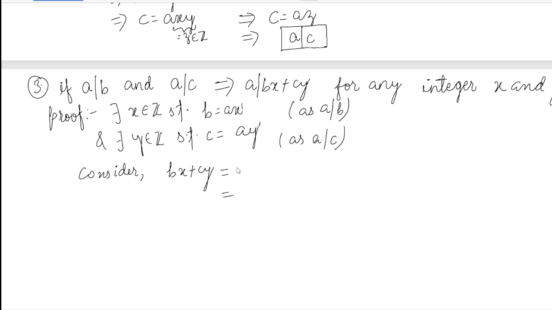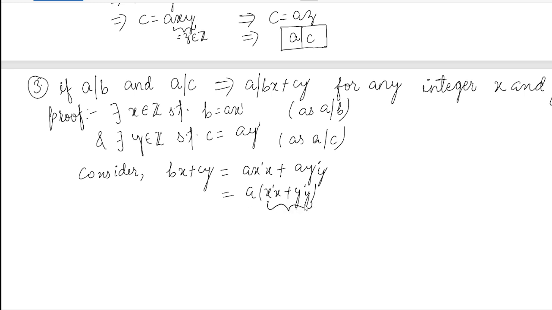Now b is bx plus cy. But the value of b is equal to ax dash x plus ay dash y. We take the common value: a is equal to x dash x plus y dash y. Since x dash x, y dash y, all these elements belong to the set of integers, their product and addition also belong to integers.